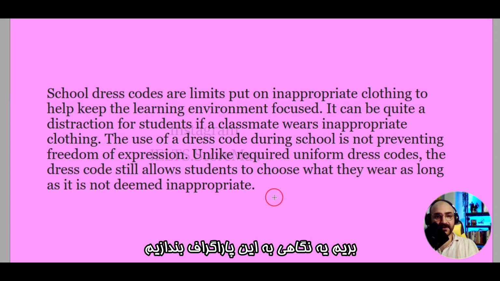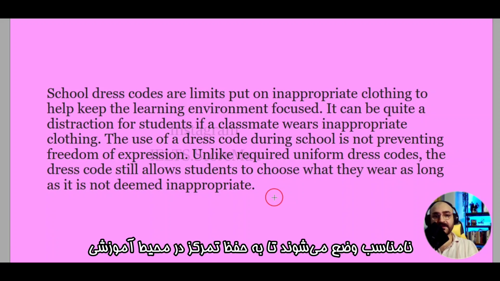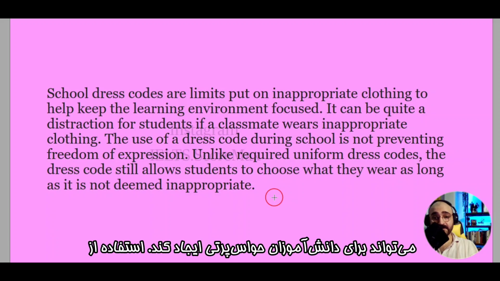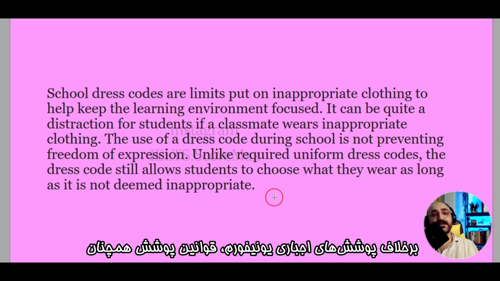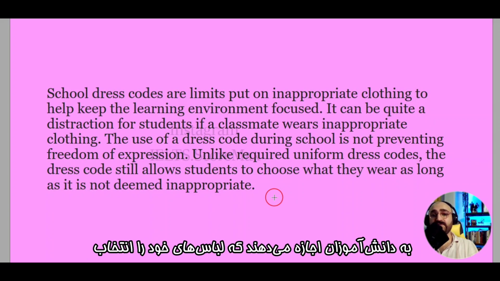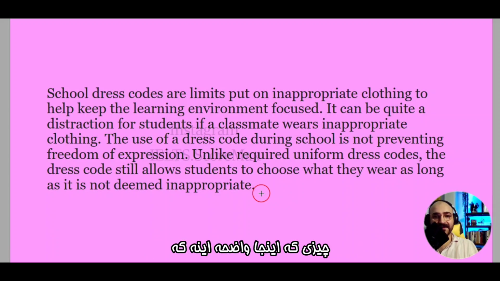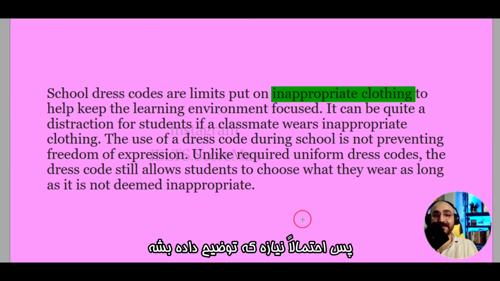Let's check this paragraph. School dress codes are limits put on inappropriate clothing to help keep the learning environment focused. It can be quite distracting for students if a classmate wears inappropriate clothing. The use of a dress code during school is not preventing freedom of expression. Unlike required uniform dress codes, the dress code still allows students to choose what they wear as long as it's not deemed inappropriate. What is obvious here is that inappropriate clothing is not obvious, so it may need explaining.